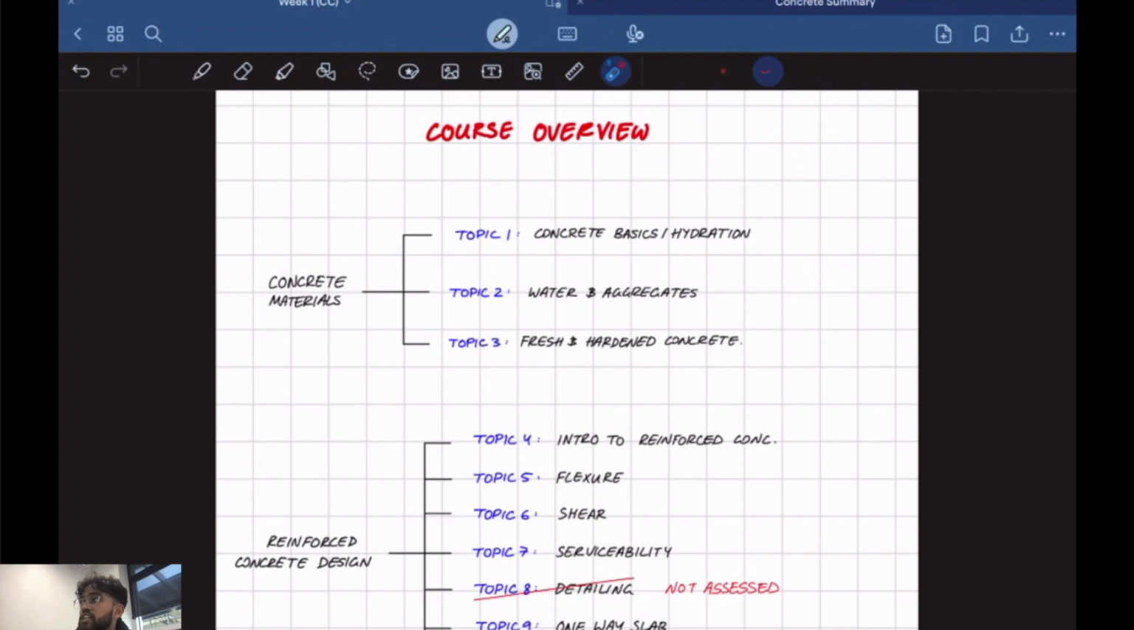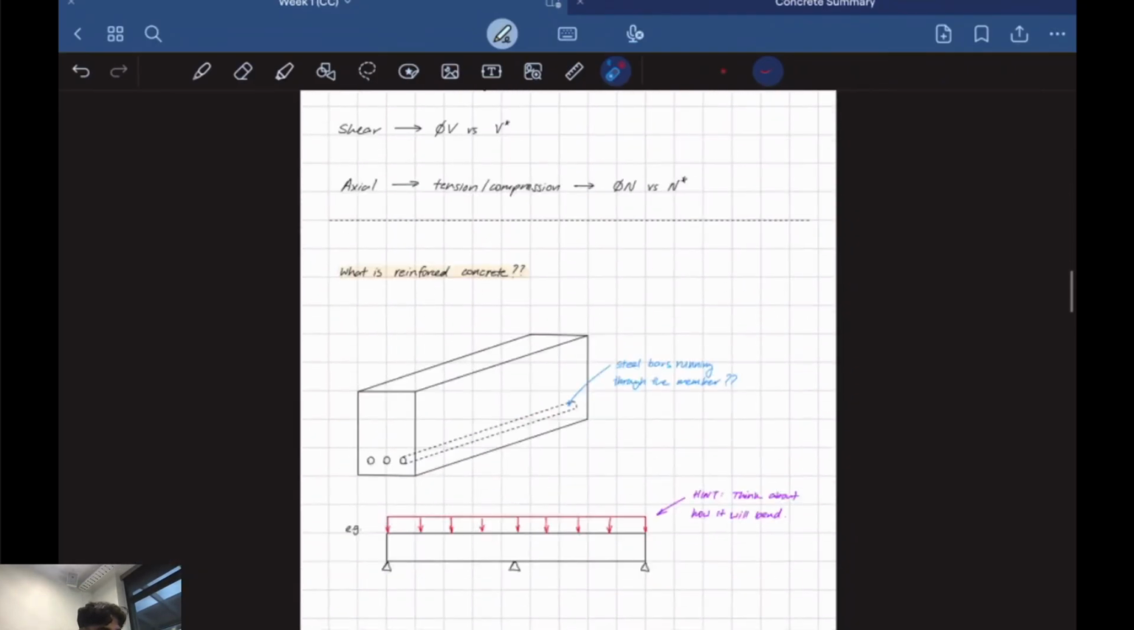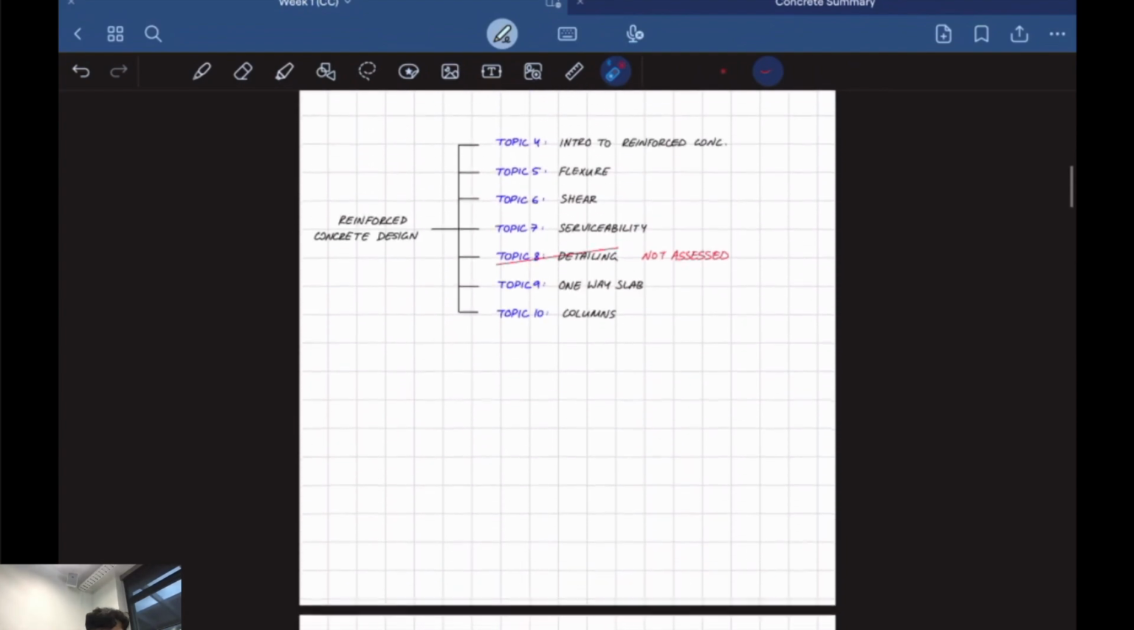Topic 5, flexure. Flexure is pretty much looking at the bending moment capacity of our concrete member or concrete slab. So it's pure calculations. You're going to be calculating the capacity of a certain beam and comparing it to what's actually acting on it. I'll cover that in a bit more detail, as I've got some notes on it later on.